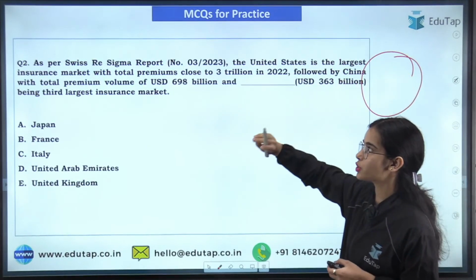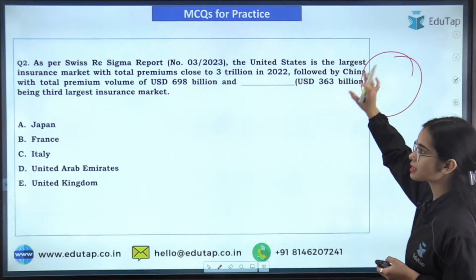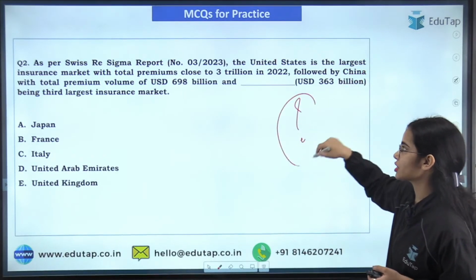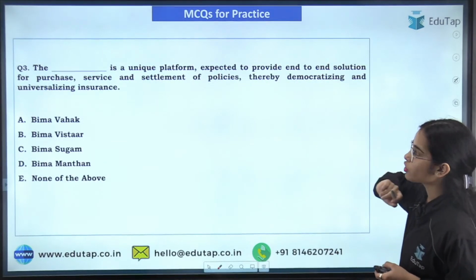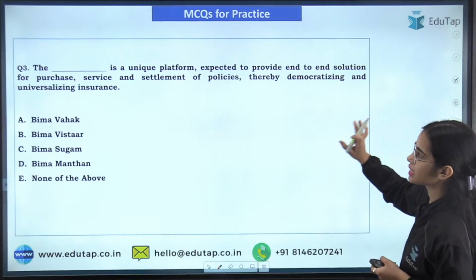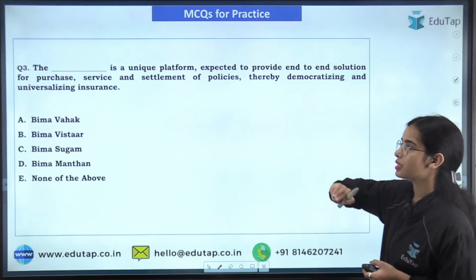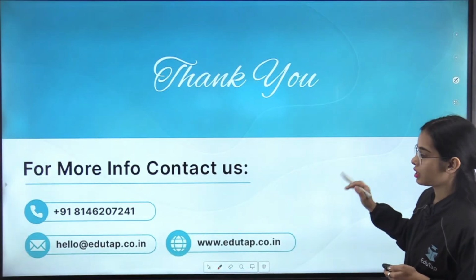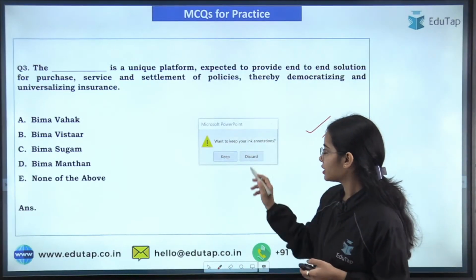Next is, as per the Swiss Re Sigma report, the United States is the largest one. After that there is China. After that, which is the 3rd largest insurance market? So this you have to answer. Next one is, which is the unique platform expected to provide an end-to-end solution for purchase, service, settlement and such? So you have to answer this question. These are the 3 questions that you have to answer.